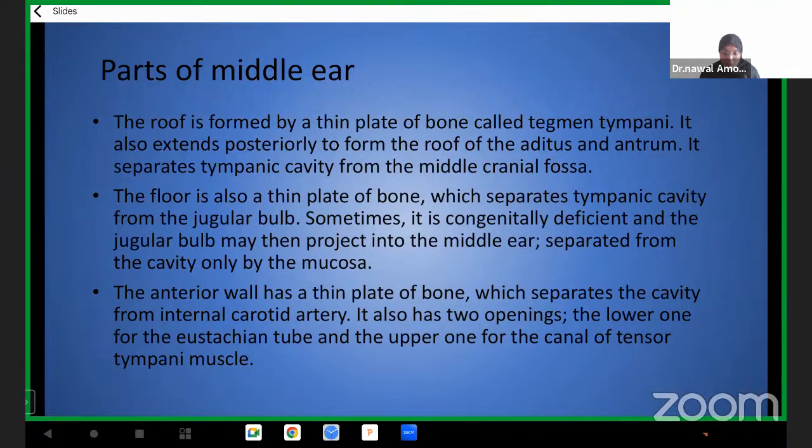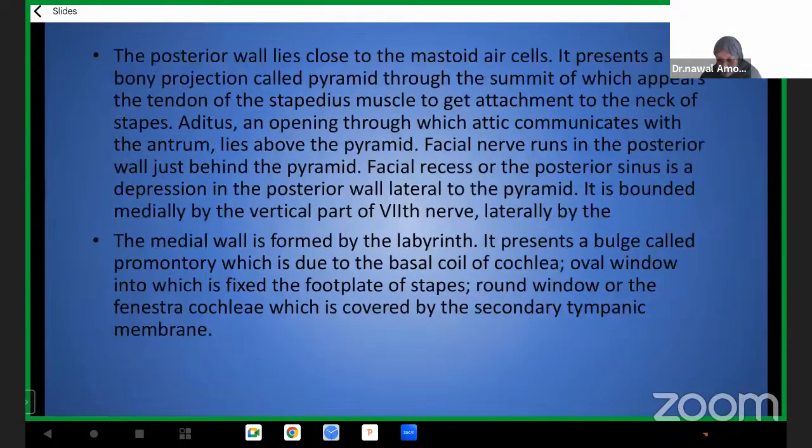Now the middle ear has a floor as well. The floor is a thin plate of bone. Down here you have the jugular bulb. The floor of the middle ear separates the jugular bulb from the middle ear. Roof, floor, that's it. Now we have the anterior wall. Let's assume this is your left ear, so your anterior wall will be on this side. The anterior wall is a thin plate of bone that separates the cavity from the internal carotid artery. So there is an internal carotid artery on the outer side. We have a diagram here.